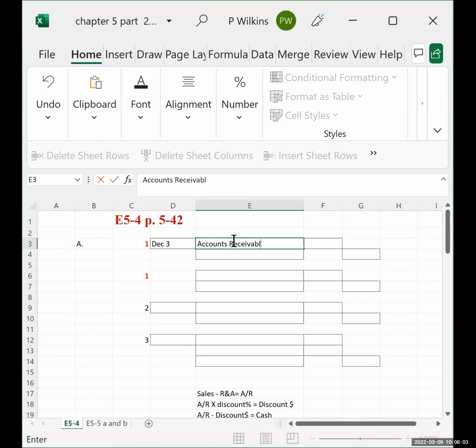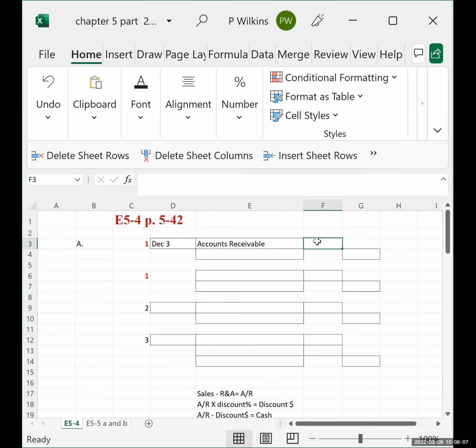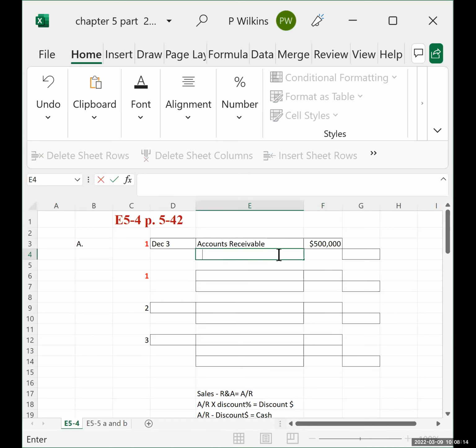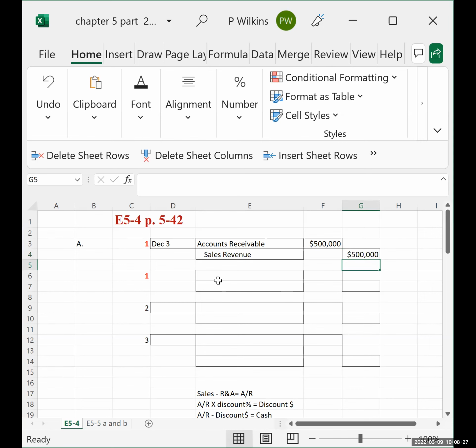So we are going to debit accounts receivable for the amount they sold to the customer for, which is $500,000. And we are going to credit sales revenue for the amount that we sold it to the customer for. Okay, so that's the first part. That's to enter the transaction of the sale.